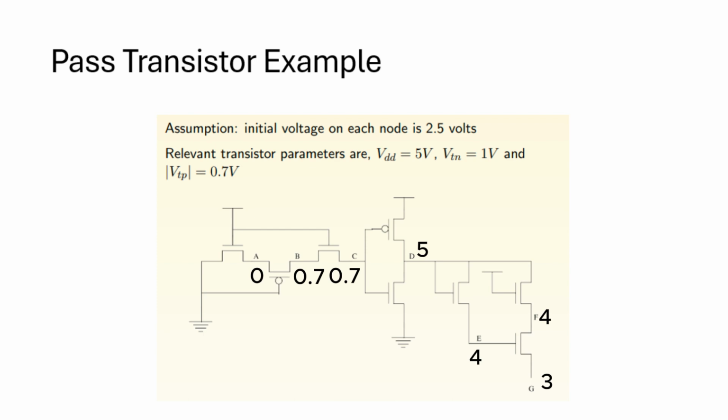So this is how you can estimate the voltage at different points in a given circuit based on pass transistors. And that's a quick overview of pass transistor circuits. I hope this helped you understand how these transistors work in a digital circuit setting and some of the design considerations involved.